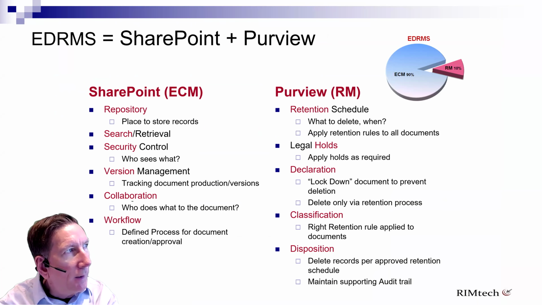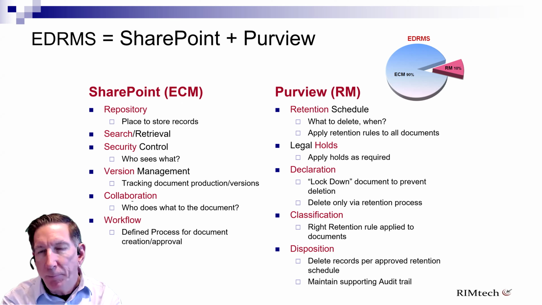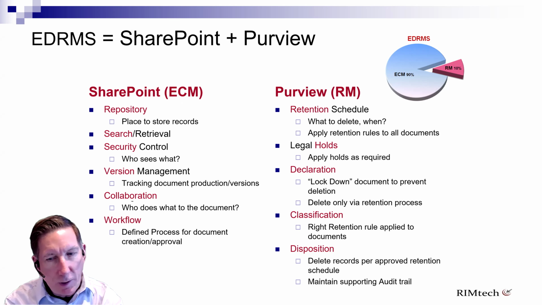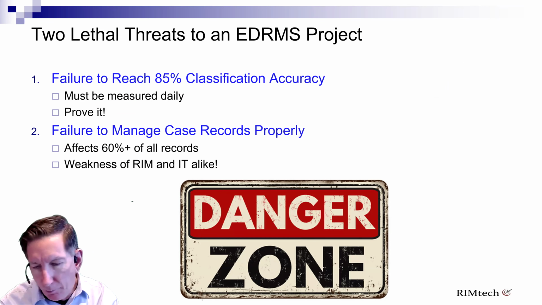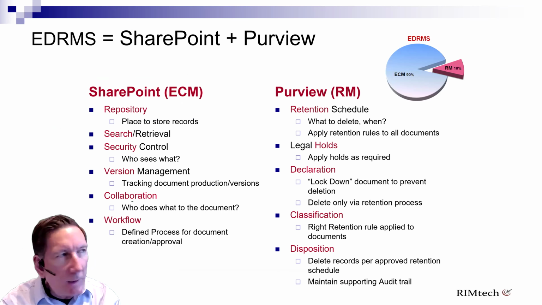And I have to say that of all the EDRMS projects that I'm aware of worldwide, I would estimate that about 95% or more are failures. Why? Because of one or both of these two problems. And I deem this one, case records, to be the much, much bigger of the two. Okay? It's a real problem. It's a problem with people, and it's a problem with software.